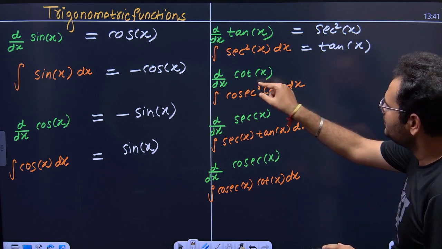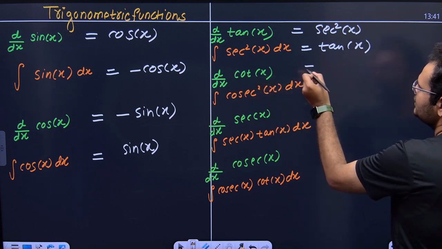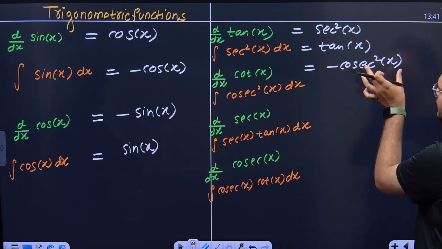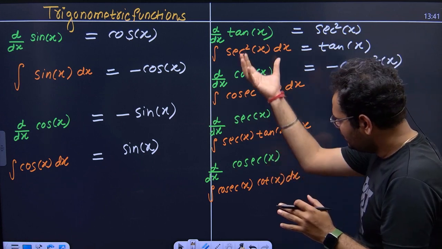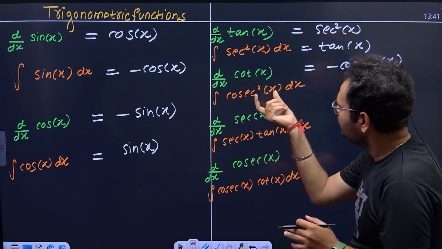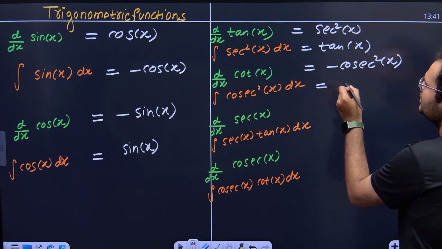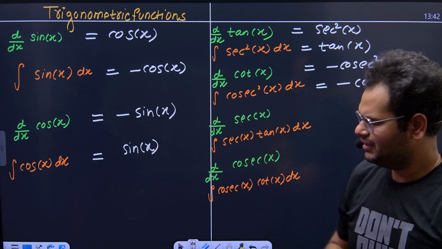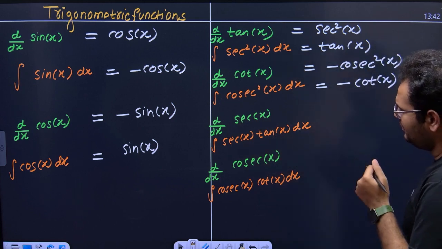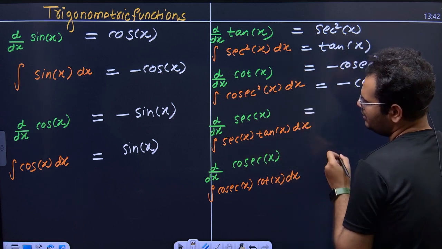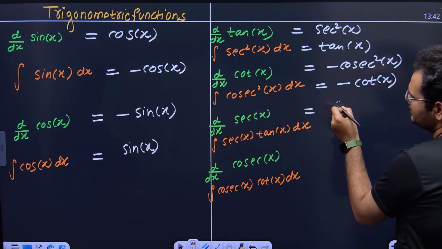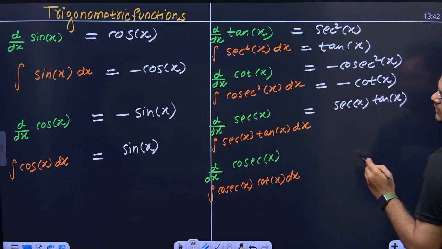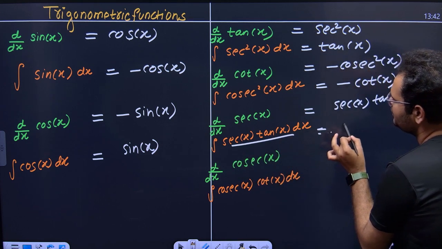Similarly, you tell me, what is differentiation of cot x? Sir, it is minus cosec square x. Correct. If I integrate cosec square x, what will the answer be? Minus cot x. These are simple formulas. No brain is required for application of it, just to learn it. So sec x. What is the differentiation of sec x, sir? Sec x tan x. Therefore, integration of sec x tan x will be what? Sec x. Beautiful.